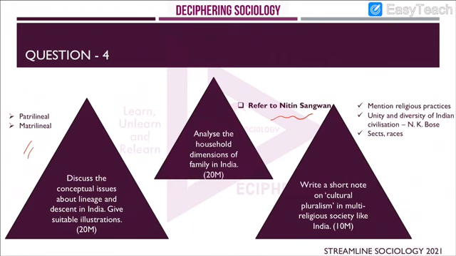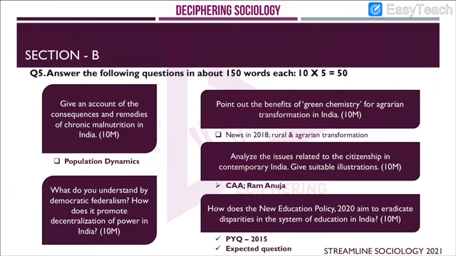Then the question on cultural pluralism. You can write about different religious practices. Also, you can write about N.K. Bose's assertion about unity and diversity of Indian civilization. And another point could be on sects and races which are present in Indian society.